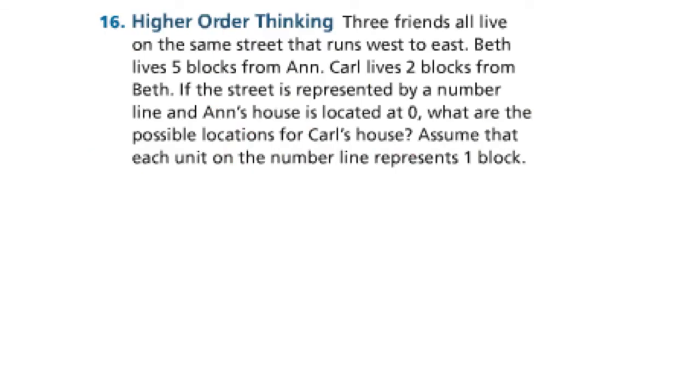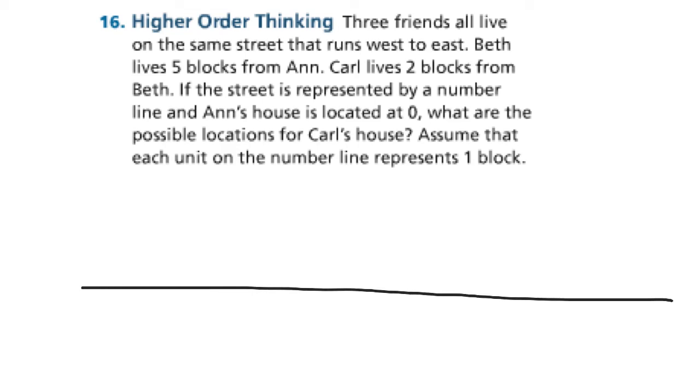Question 16. 3 friends all live on the same street that runs east to west. So I am going to draw a street that is running east to west. Beth lives 5 blocks from Anne. Carl lives 2 blocks from Beth. If you noticed, it doesn't tell us east or west. This is an important part of this question.